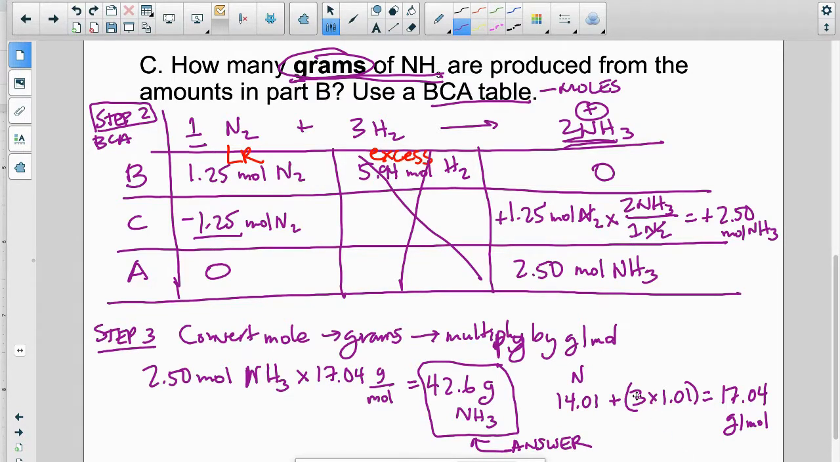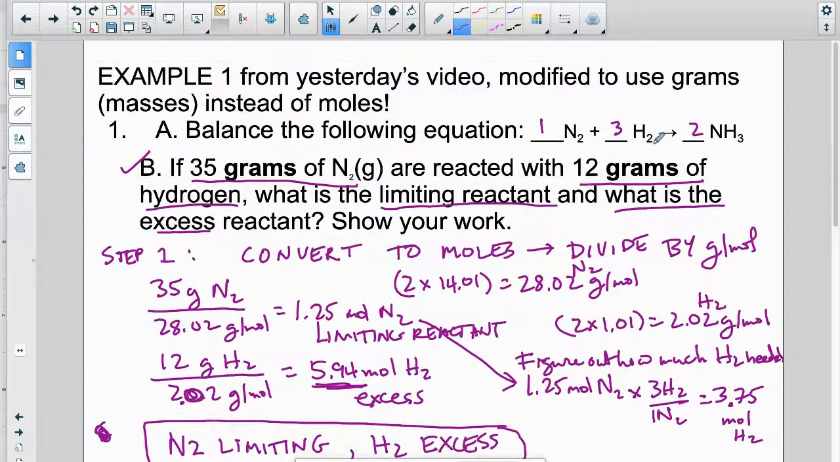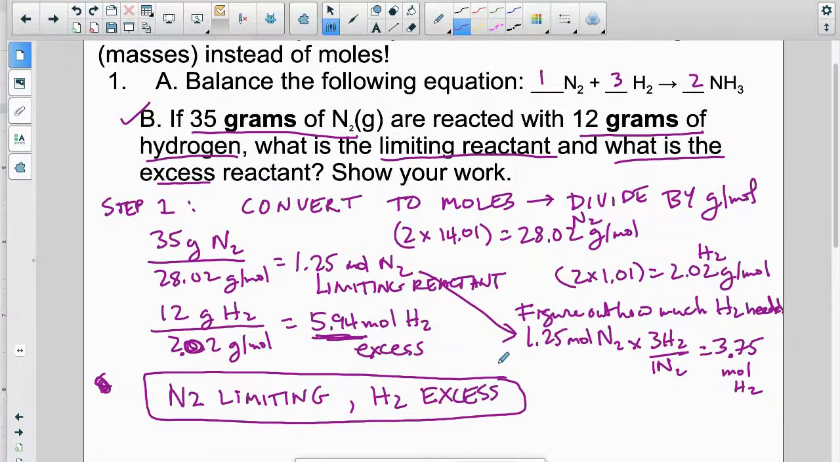Okay, so in summary, what did we do? We balanced the equation. We figured out the limiting reactant, but in order to figure this out, we first needed to convert to moles and use the mole ratios to figure out how much hydrogen we needed to react all of the nitrogen. And we found that it was less than the amount that we actually had. So our hydrogen was in excess, and our nitrogen was the limiting reactant.